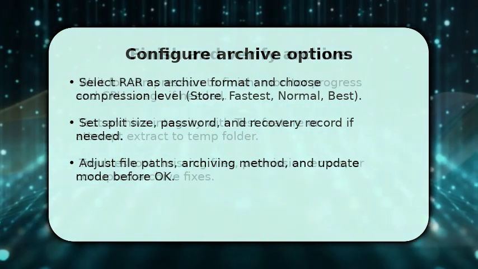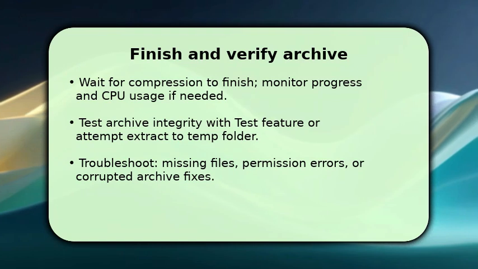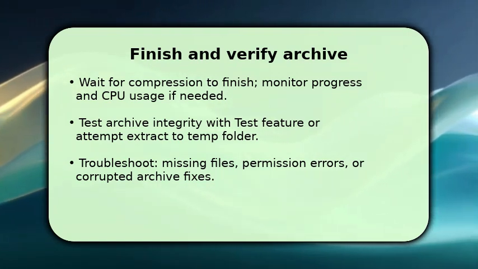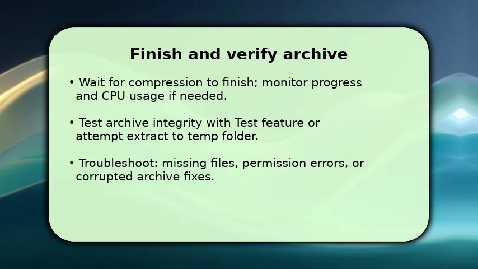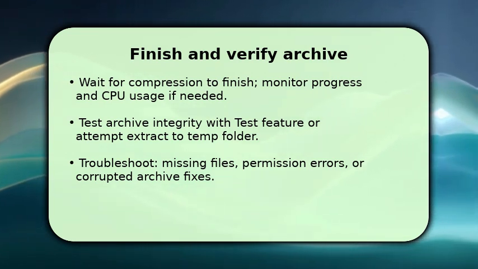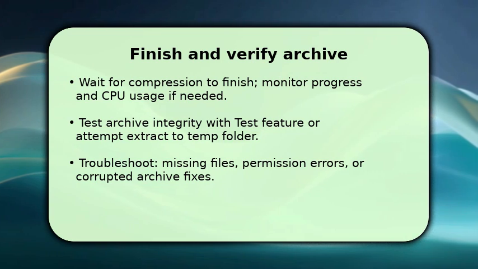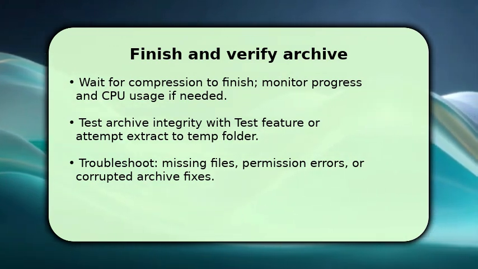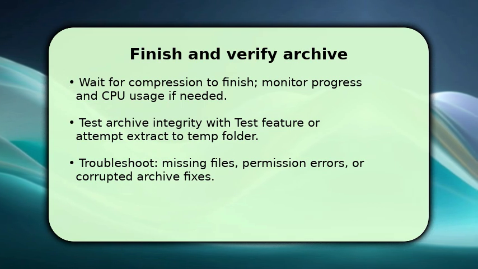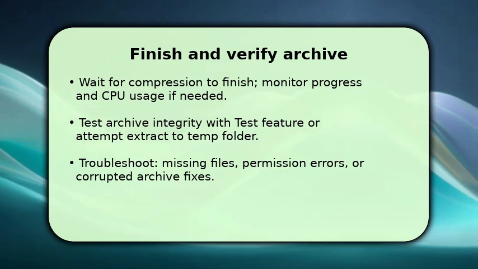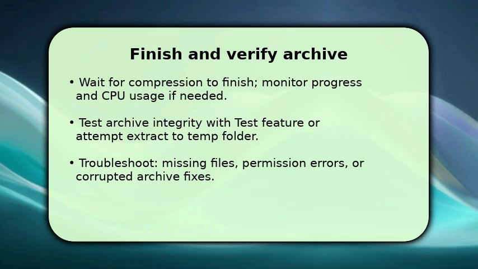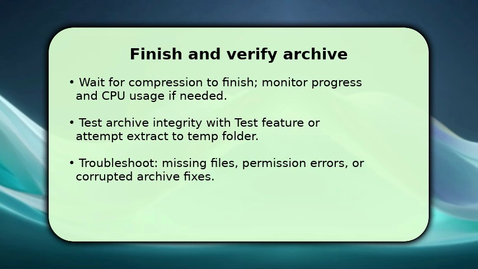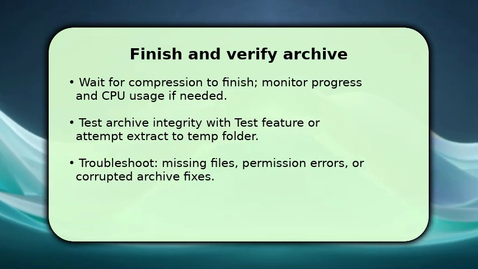You finish by letting the tool complete the job and then verifying the result. Once the progress bar reaches 100%, use the Test Archive option or extract to a temporary folder to confirm all files are present and intact. Make sure timestamps and sizes look correct. If extraction fails, rerun with recovery record enabled or recreate the archive. Check file permissions and remove locked files first. If you see permission errors, run the archiver as administrator and retry to resolve common issues.